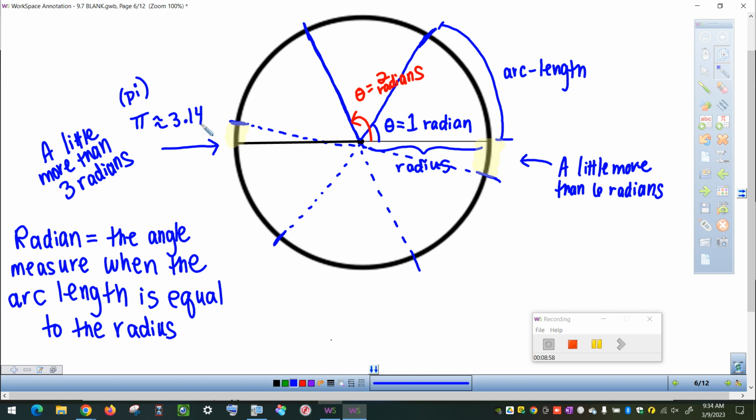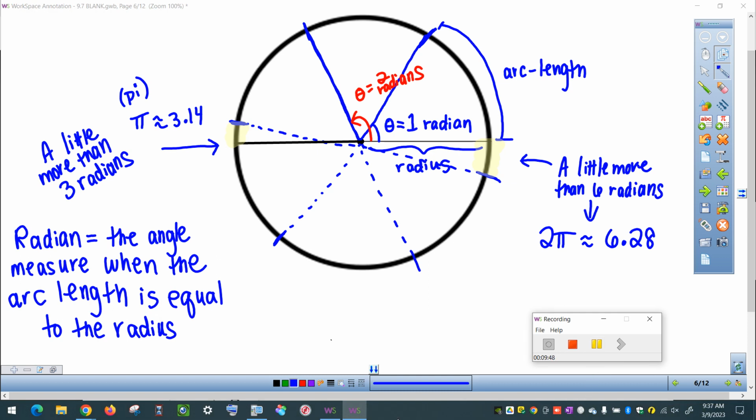And so if that's half of our circle, then 1 full distance around is actually 2 pi. 2 times pi. We just write a 2 in front of the pi symbol. And if you multiply 3.14 by 2, it's approximately 6.28. So that's why we have that little bit of a gap there. So it's like 6 full radians, and then it's almost a third of another radian. That is technically 1 full trip around the circle.